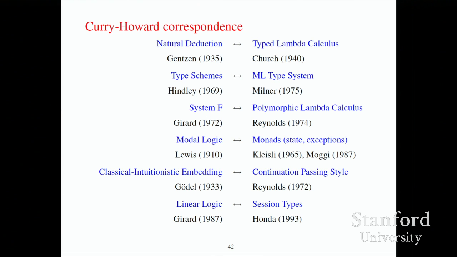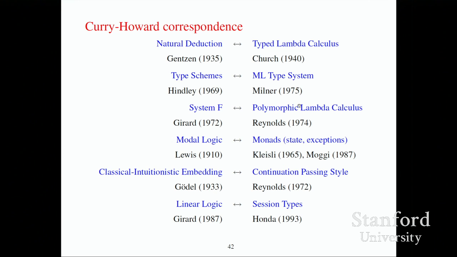And indeed, this is what happens, right? So when Milner came up with his type inference algorithm for the functional language ML, it turns out that had already been done by Hindley, trying to understand certain aspects of logic. So the system is now called the Hindley-Milner system.